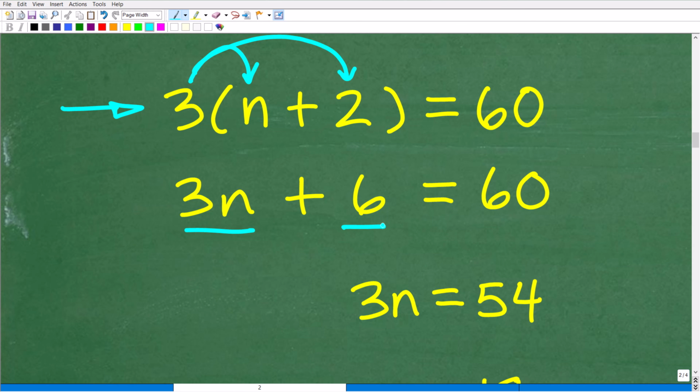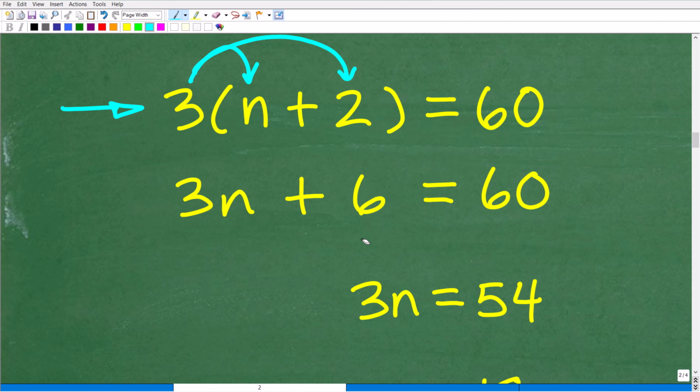Now, if you're a little bit unsure of the steps to solve an equation like this, what we're talking about here is basic linear equations, and I'm going to leave links to my most popular courses in the description as well. I teach all this stuff in my Pre-Algebra or Algebra 1 course, because that's the level we're talking about here. But anyways, the first thing we need to do is take this 3 and multiply by n and 2. So we have 3n plus 6 is equal to 60.